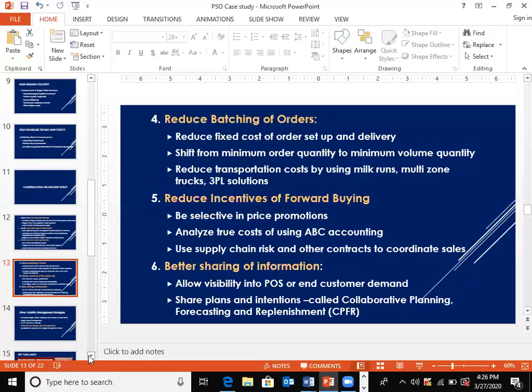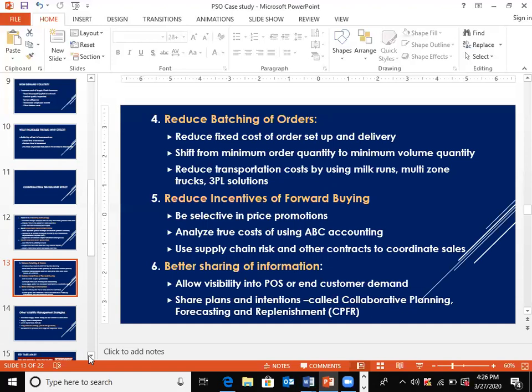Reduce incentives of forward buying, and this is something very interesting. Generally speaking, nowadays sales discounts, especially during periods of recessions, are something that encourages people to do forward buying or buy in advance and stock up or pile up. For example, I gave you guys the example of soaps a little while earlier, and so the idea is that you are incentivizing people to just buy in bulk. That's not very smart, because again, you are adding to fluctuation across the supply chain.